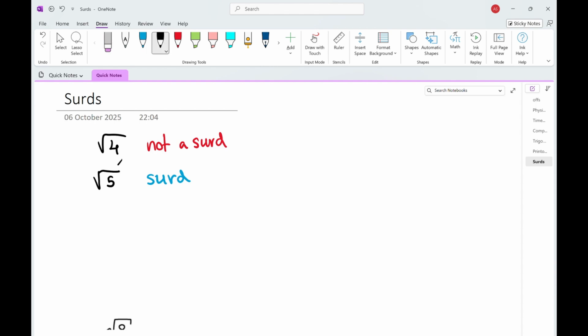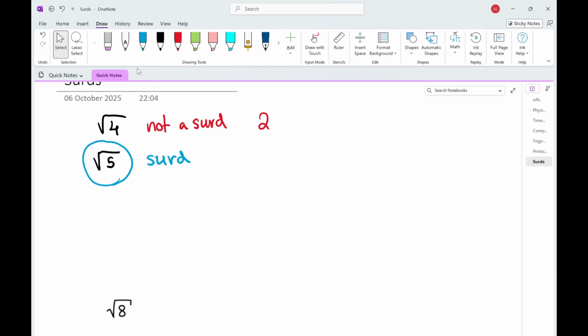Here we have the square root of 4. The square root of 4 is not a surd because the square root of 4 simplifies to give 2 on your calculator. But a real surd is the square root of 5, because the square root of 5 doesn't simplify to give a whole number as an answer. If you put it in your calculator, you'll get a really random answer.